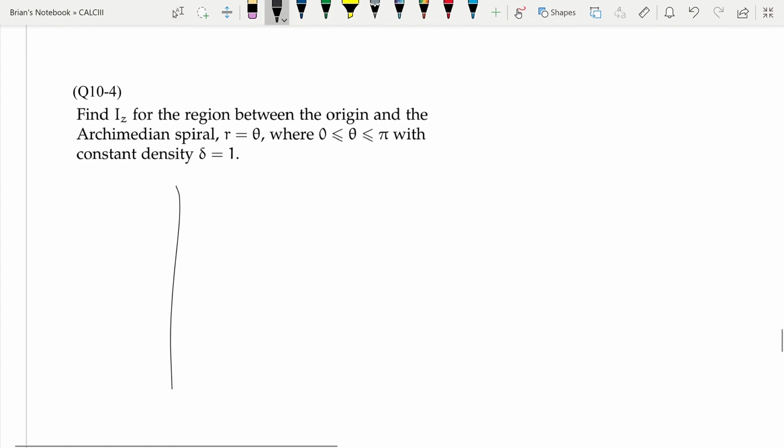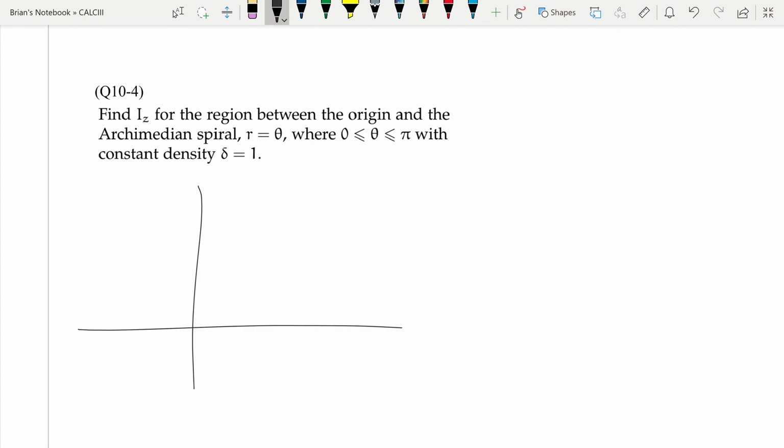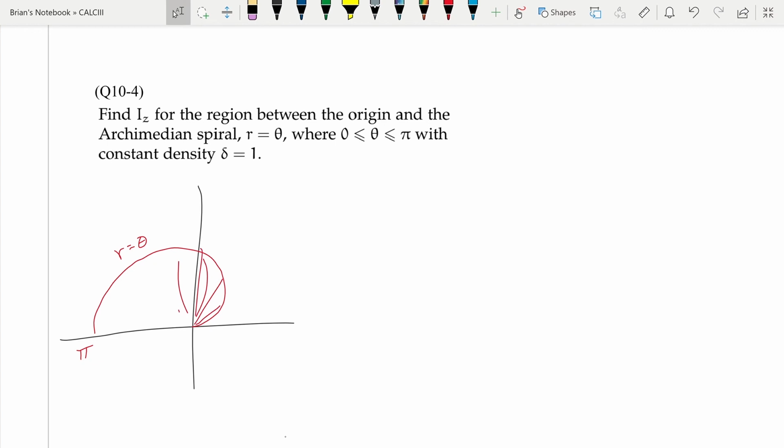Let's look at it. The shape we might be a little familiar with. Remember Archimedean spiral, r is equal to theta. Kind of looks like this. We're going 0 to pi, so that's why I only drew half of it. Otherwise the full circle would go all the way around. So this is pi over here, and r is equal to theta, and it looks just like this, right? It's like a big shell, a snail shell or something. Density is equal to 1, so we want to find Iz.